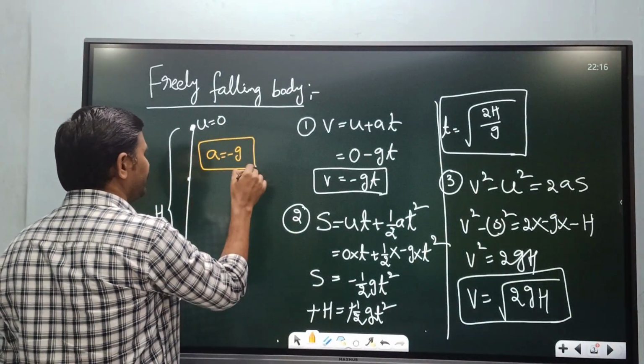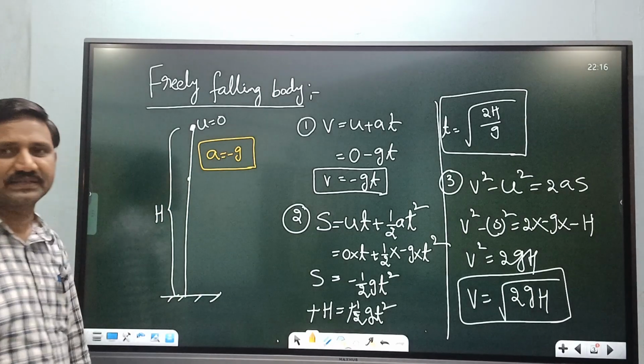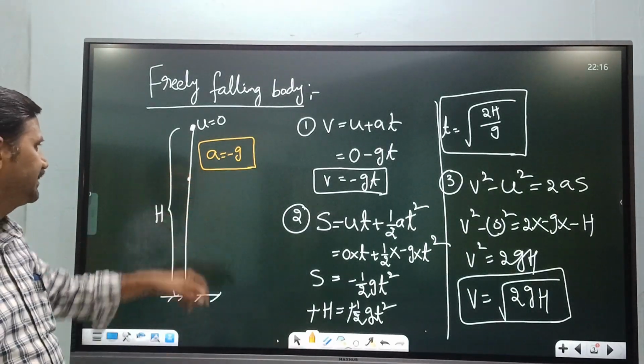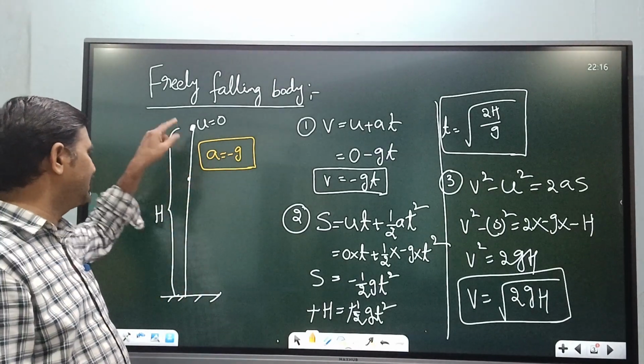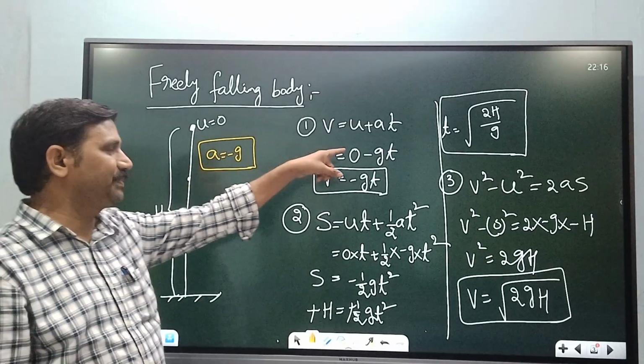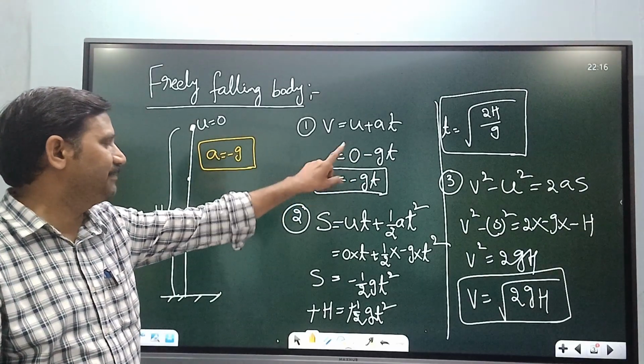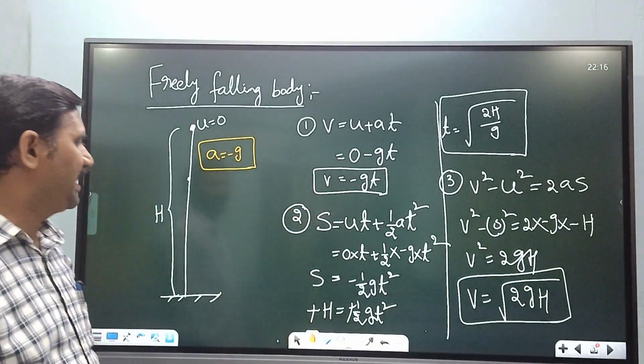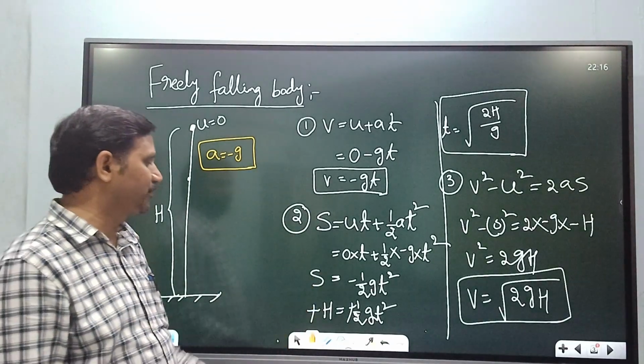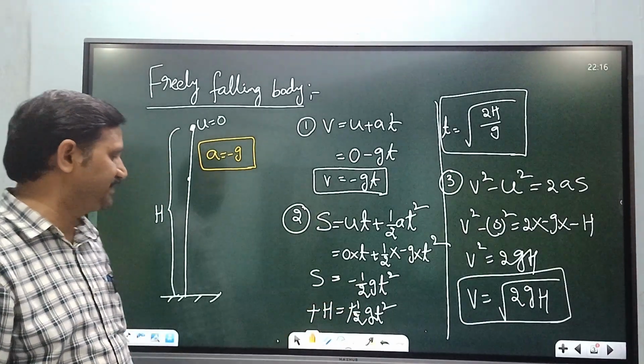In case of a freely falling body, the acceleration is replaced by a equal to minus g. So after some time t, what is the velocity of the body? v is equal to u plus at. With u as 0 and a as minus g, v is equal to minus gt, and s is equal to ut plus half at square, so s is equal to minus half gt square.